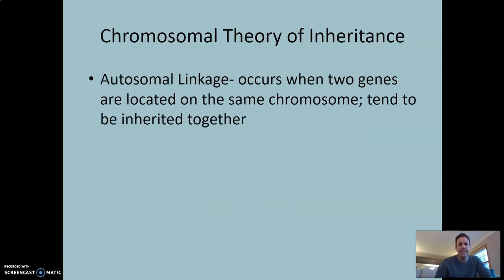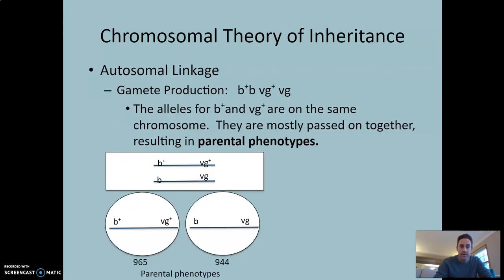The thing that it is, is something called autosomal linkage. Autosomal linkage occurs when 2 genes are located together on the same chromosome. If they're on the same chromosome, they tend to be inherited together. And so to understand this, let's just take a look here. So if we start as we did with this heterozygous individual, we could draw out these chromosomes. And it turns out that the alleles for B plus and VG plus are located on the same chromosome like this. And so as a result, they are mostly going to be passed on together.